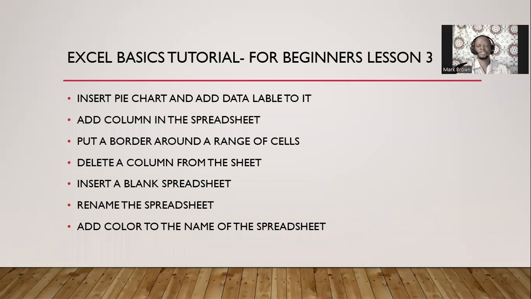Right, in Part 2, we actually looked at how we can merge and center and all that. So right here in Part 3, what we're going to be looking at: insert a pie chart and add a data label to it, add a column in the spreadsheet, put a border around a range of cells, delete a column in the sheet, insert a blank spreadsheet, rename the spreadsheet, and add color to the name of the spreadsheet. So this is exactly what we're going to be looking at right here in our spreadsheet.